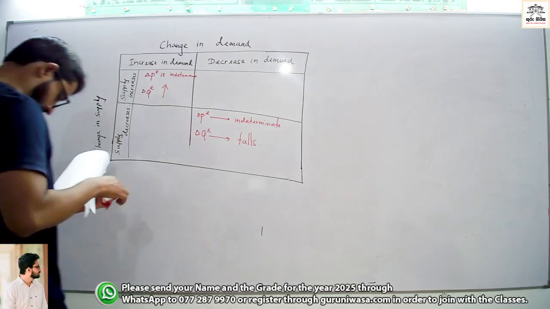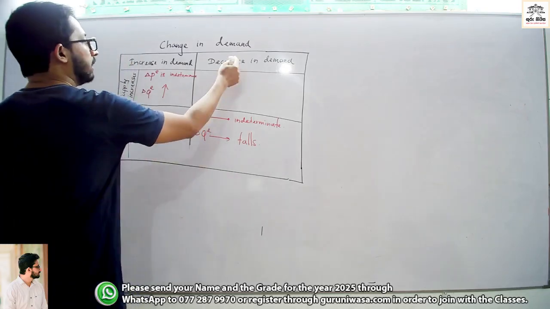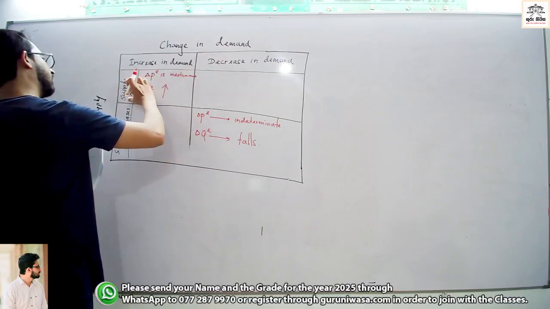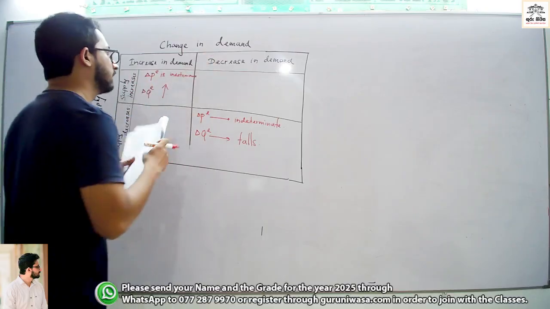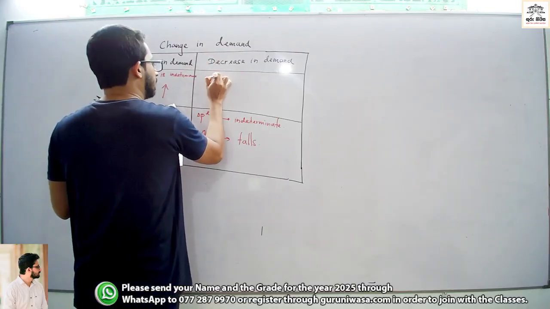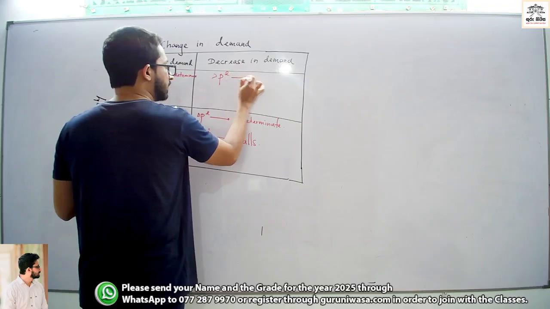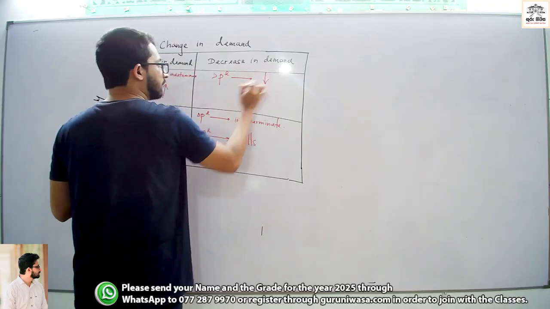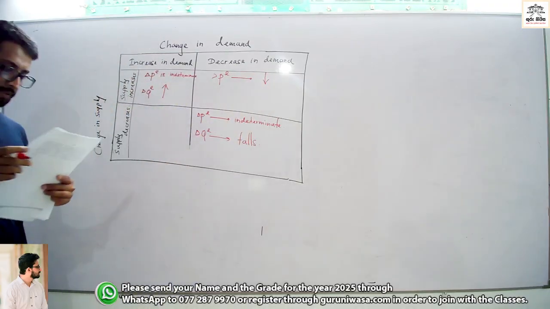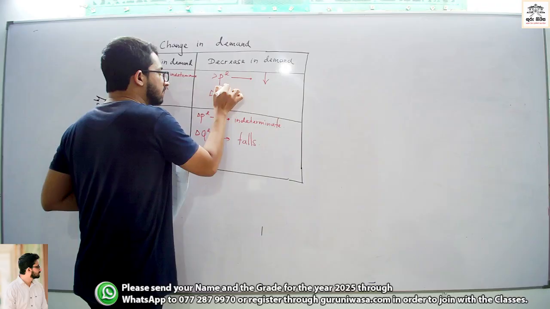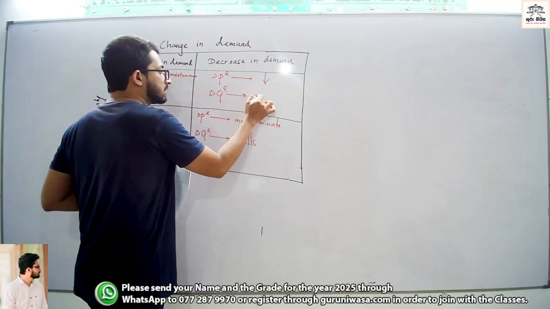Okay, here. What comes to this square? Decrease in demand and increase in supply. Write down: change in equilibrium price, equilibrium price definitely falls. Change in equilibrium quantity is indeterminate.